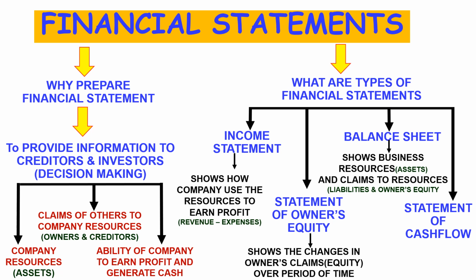Balance sheet will show the company resources, that is the assets of the business, as well as the claims to those assets. So the claims to those assets are by the owners. So we will show the owner equity on the balance sheet, and the claims are also by the creditors. So we will show the liabilities on the balance sheet as well. So balance sheet essentially lists the assets, the resources, and the claims to those assets, liabilities, and owner equity.